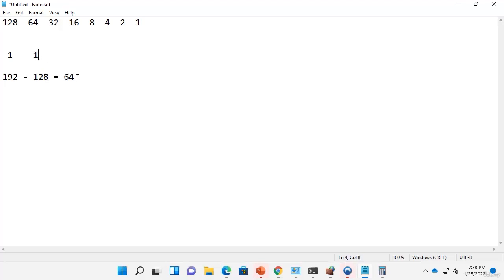Now I'm at 0. 64 minus 64 is going to be 0. So now the rest of these are going to be zeros. And that binary number for 192 is 11000000. All right, so that's the conversion from decimal into binary and binary into decimal, and we do need to be able to do that.